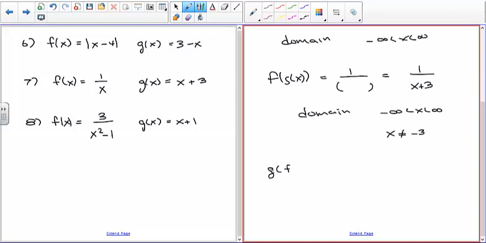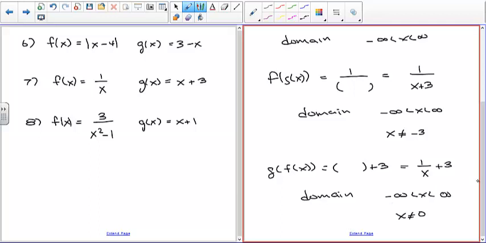g of f of x. So g of x is x plus 3. But for x, we put in 1 over x. So you get 1 over x plus 3. So here, again, the domain is going to be all real numbers except where this denominator goes to 0. This 3 here doesn't affect the domain. So we're going to say x does not equal 0. For that, g of f of x.